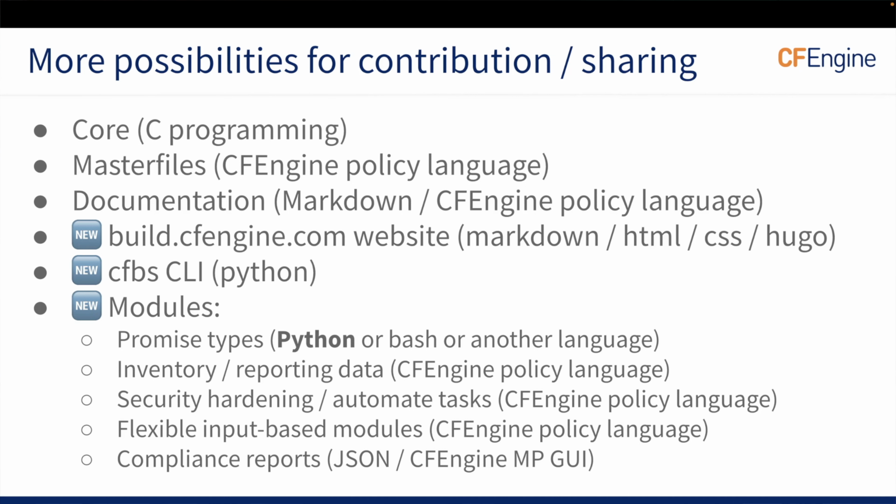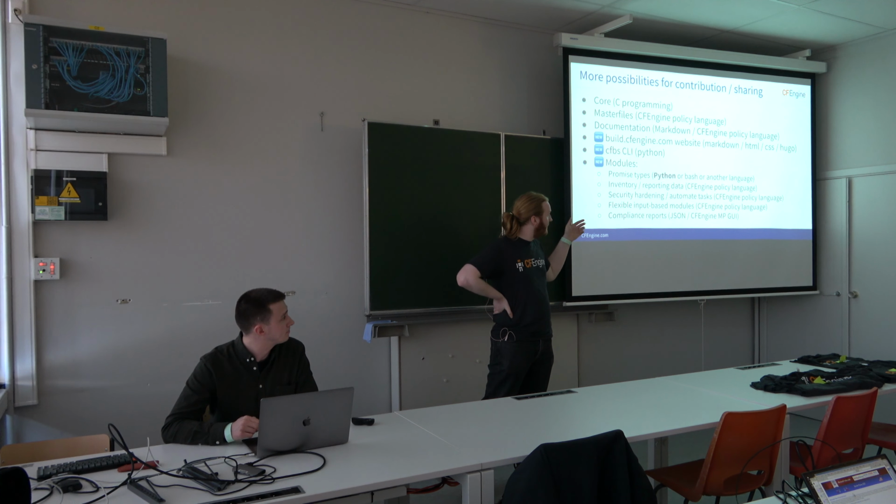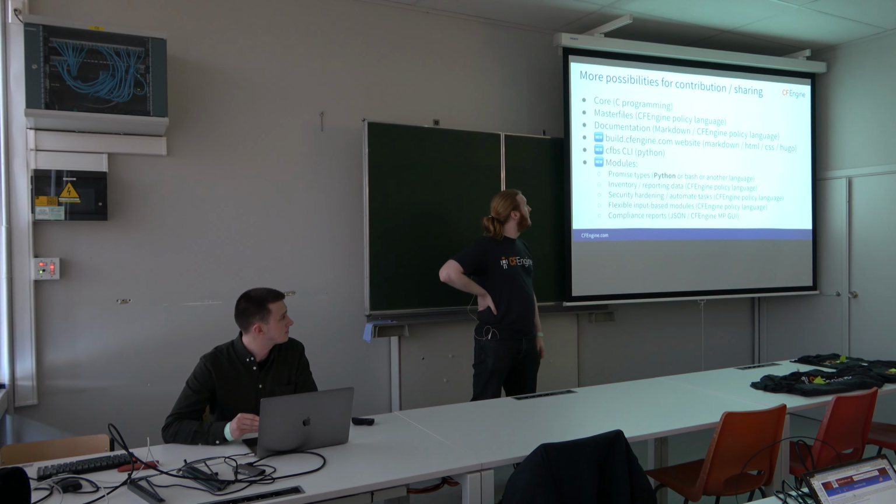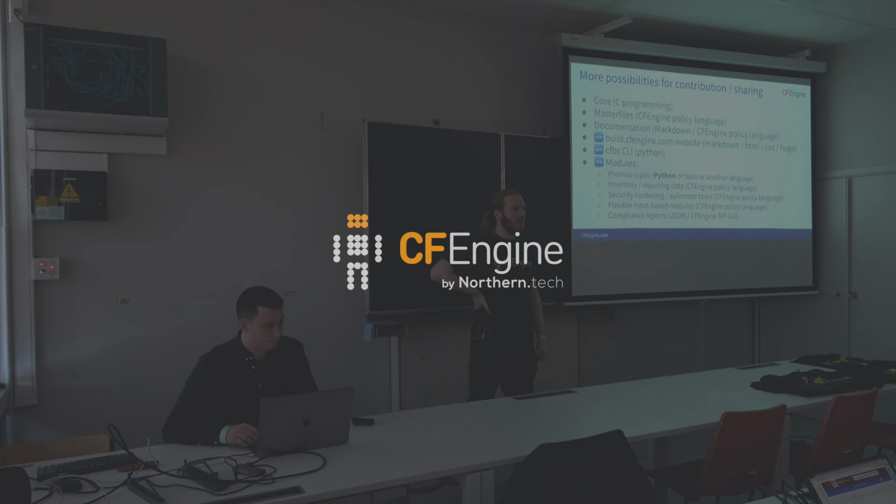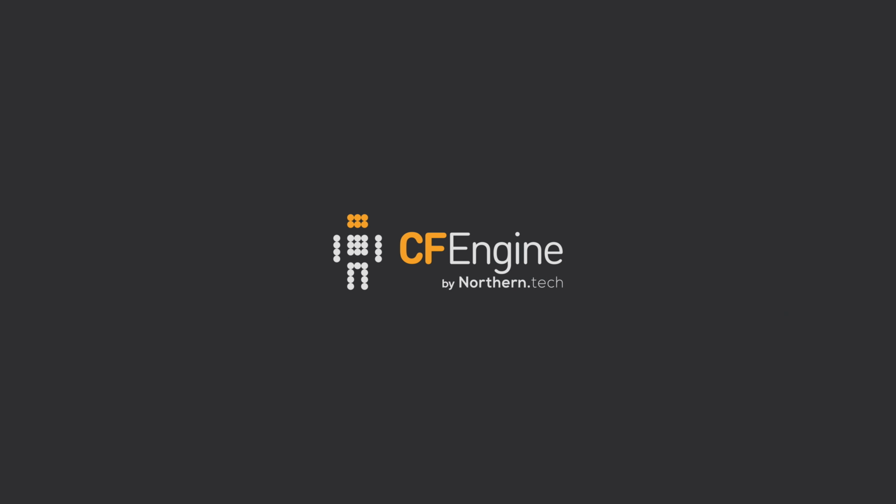build.cfengine.com is an open source website built with technologies like Markdown, HTML, CSS, and Hugo. The CFBS CLI that we demoed today is open source as well. You can extend that one with new functionality. And there's also now many more opportunities to put things in modules and share those on build.cfengine.com. Promise types, inventory, security hardening, input-based modules, compliance reports, all of these can be put on the website. Yeah, that's it.